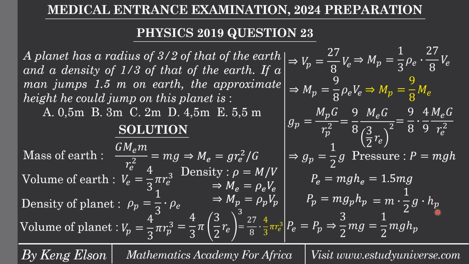From the equality of pressures, we are going to have 1.5 mg, which is 3/2 mg, equal to half times mg h_P. From here, you realize that mg cancels mg, 2 cancels 2, and we are left with h_P equal to 3 meters. So the height the man is going to jump on that planet, given that the radius of the planet is 3/2 times the radius of the earth, and the density of the planet is 1/3 of that of the earth, is going to be approximately 3 meters. So option B is correct.